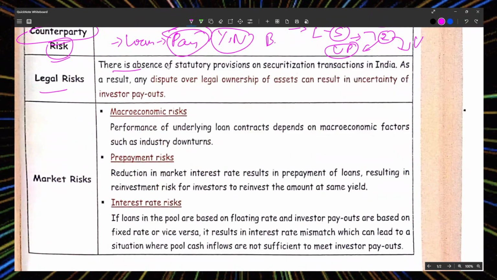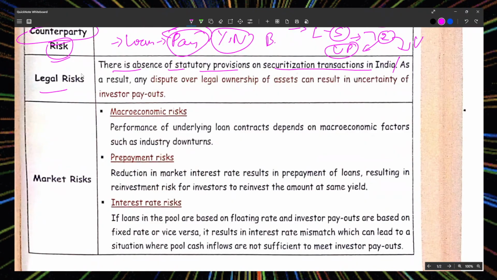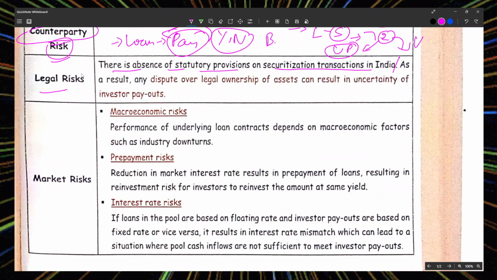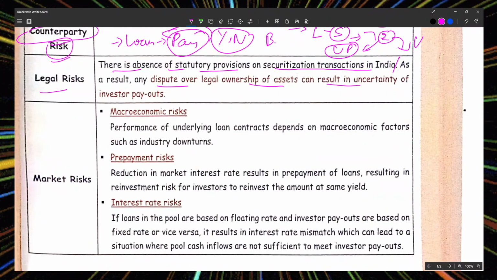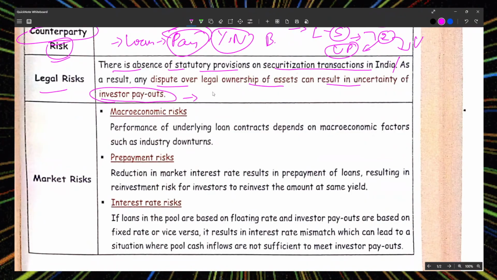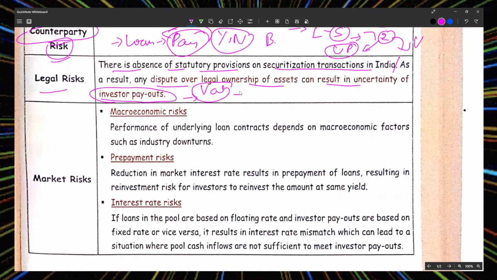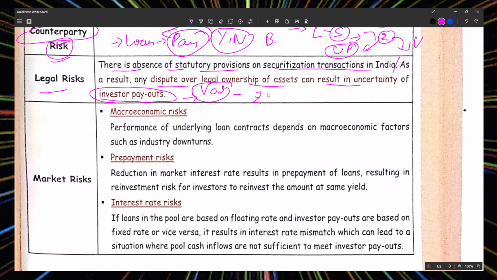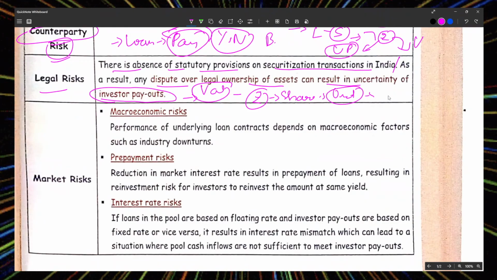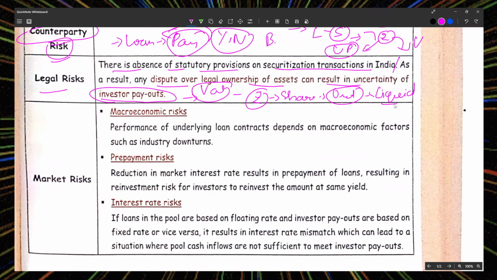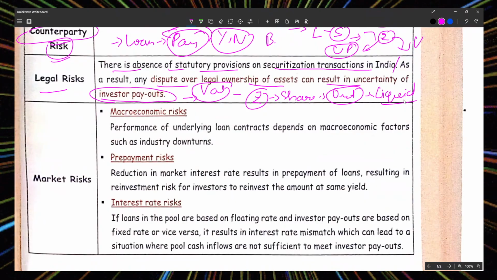Legal risk. There is an absence of statutory provision on securitization transactions in India. There is no statutory provision on how to do securitization in India. As a result, a dispute over legal ownership of the asset can result in uncertainty of investor payouts. Often they do not explain how the value of a share is secured. That means, I pay this much rupees for a share, and what is my output if this company is being liquidated? That is the way you should see it. If you cannot recover that, you are investing in something dumb.